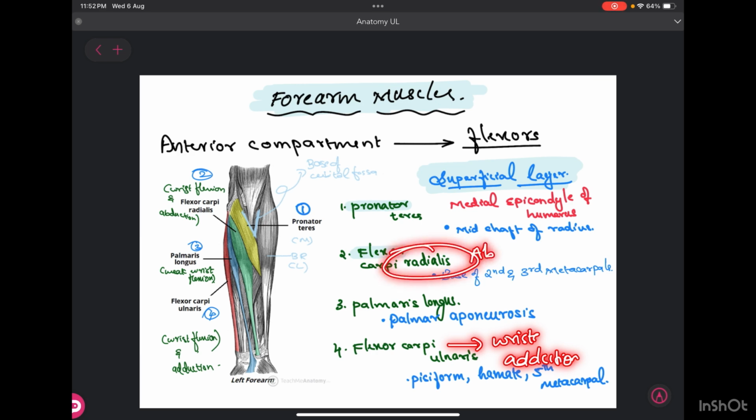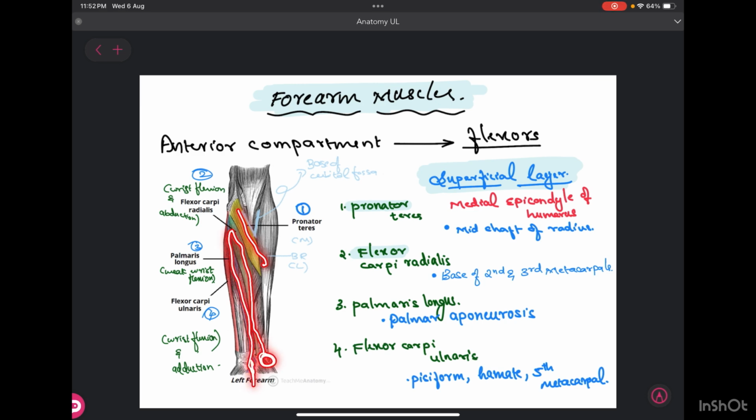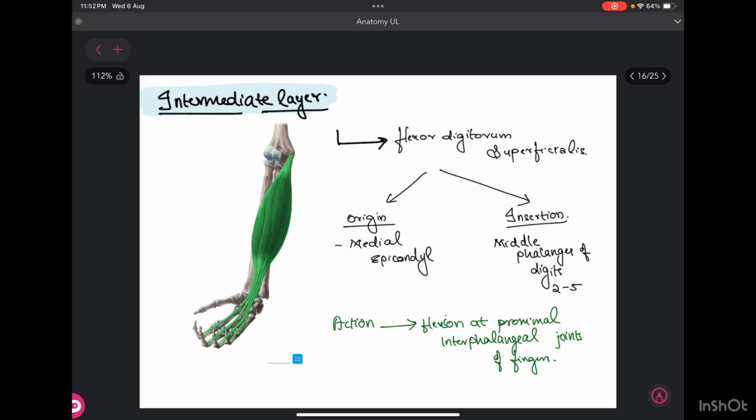So the radialis does abduction and the ulnaris does adduction, which is a very important point. So that's about the superficial layer. We have pronator teres, we have flexor carpi radialis, it goes on to this side, and we have palmaris longus, middle side, and also we have flexor carpi ulnaris. Is that clear? Yes, and the functions are also clear, I guess.